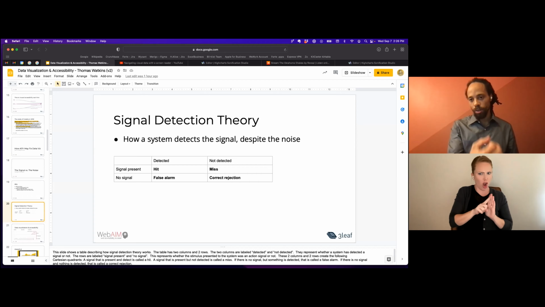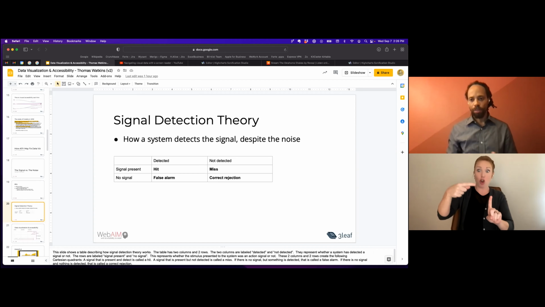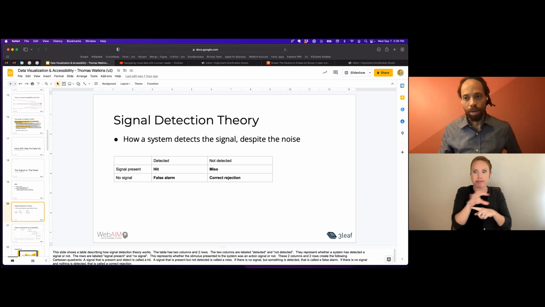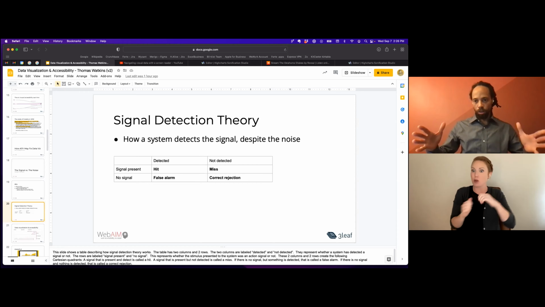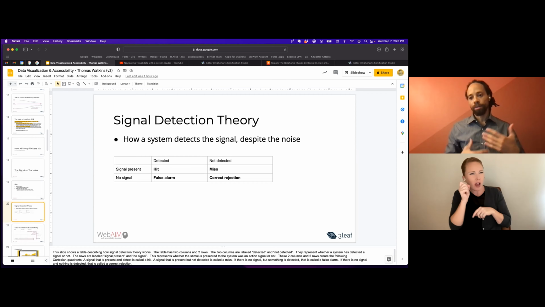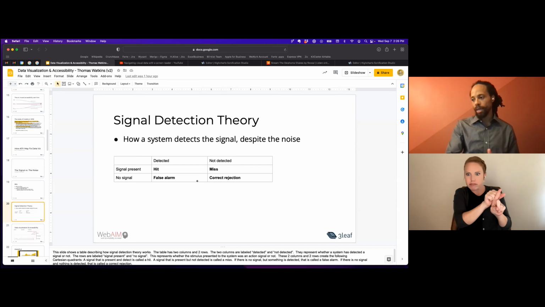If a signal was actually there and you detected it, that's a hit. This comes out of radar in the military, or scanning in medical practice. Whenever you're looking at or experiencing a display with a lot of noise, you have to employ this kind of approach. So you can have a hit, a miss.